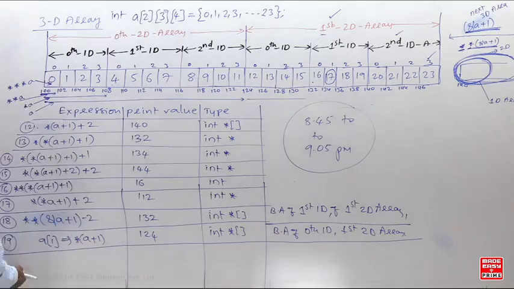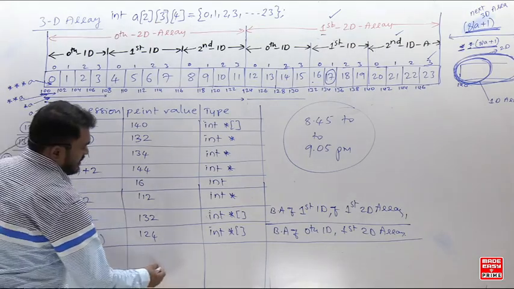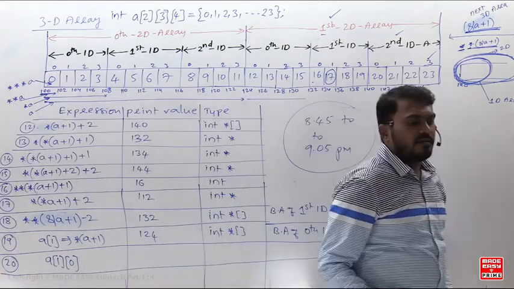Okay, now tell me, your friend is having some doubt. It's confusing, I don't understand. Sir, in case if we say a of 1 0, is it the same? He's asking this question, a of 1 0. Can you tell me the last one?